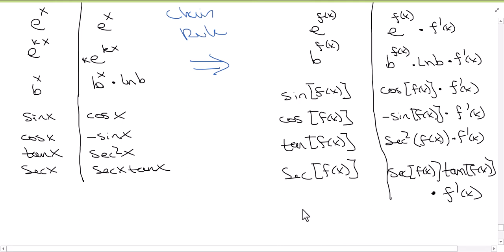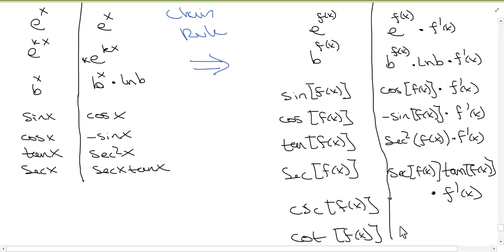So those are your derivatives. What are our other trig functions? We have sine, cosine, tangent, secant. We're missing cosecant and cotangent. So on your own, try to write what the derivatives of these two functions look like with the chain rule. Write that out on your own and practice, practice, practice.